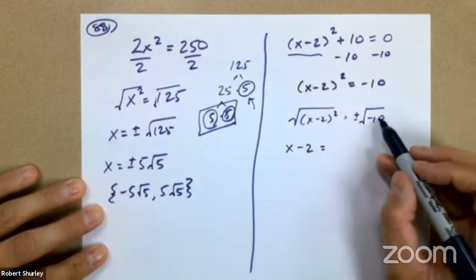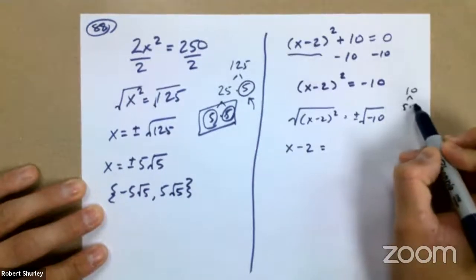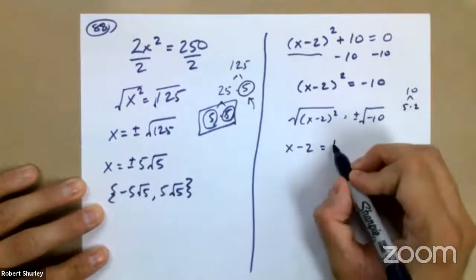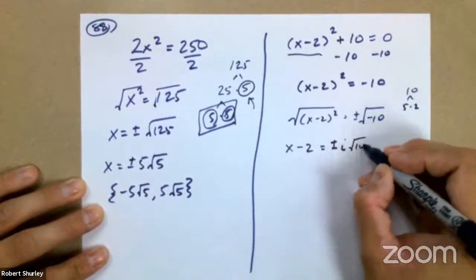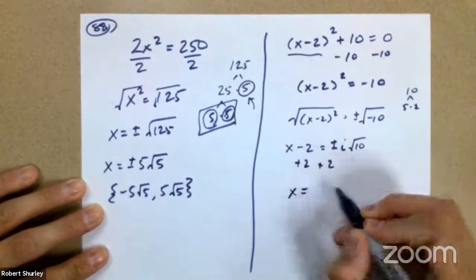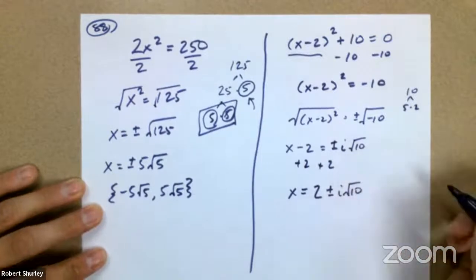Okay. And then notice now when we take the square root, you're left with this little binomial. And on the right, now look, 10 is not a prime number, but it's just 5 times 2. Nothing can come out of it. There are no pairs of factors. But it's negative, so I'm going to bring the i out. And then add the 2. So we get x equals 2 plus or minus i square root of 10.